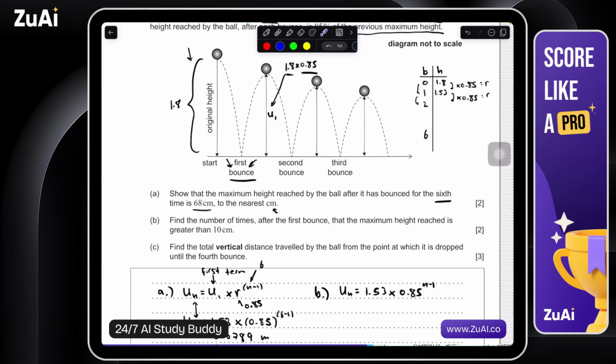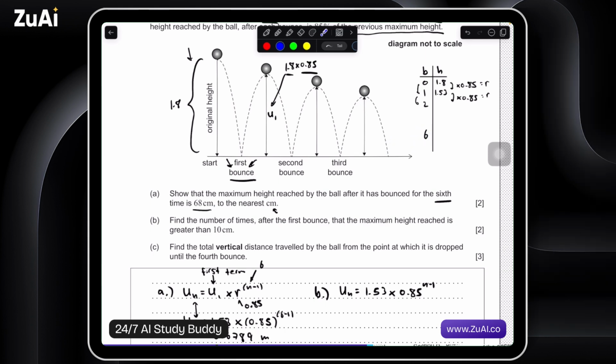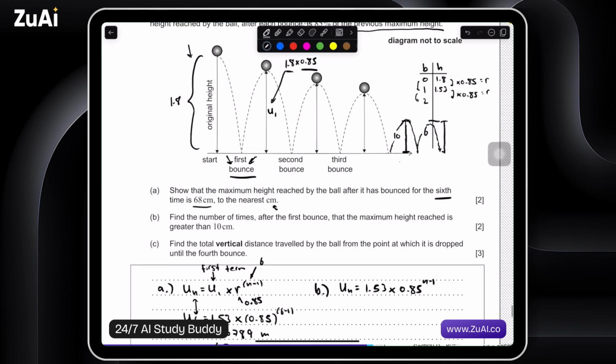is greater than 10. So we know it's going to get less and less, but what is the number of bounces that we can possibly have where the bounce height is still just greater than 10? So maybe it just makes it over, and then the subsequent bounce would be reduced a little, just less than 10, so it doesn't quite measure up. So we want to find what bounce that is, what number.